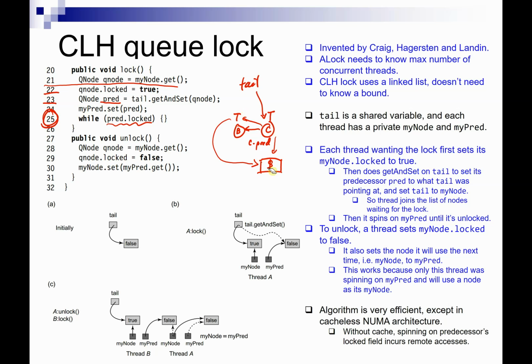The problem is, what if you're in an architecture where C doesn't have a cache? If C doesn't have a cache, then the only way for C to read b.locked is to go to B's processor to read that value. B could be on a different processor. So every time I read this, I would have to incur remote memory accesses, and that's going to be slow. So CLH usually works quite well, because most architectures have caches, but if unfortunately we don't have a cache, then it won't work well.